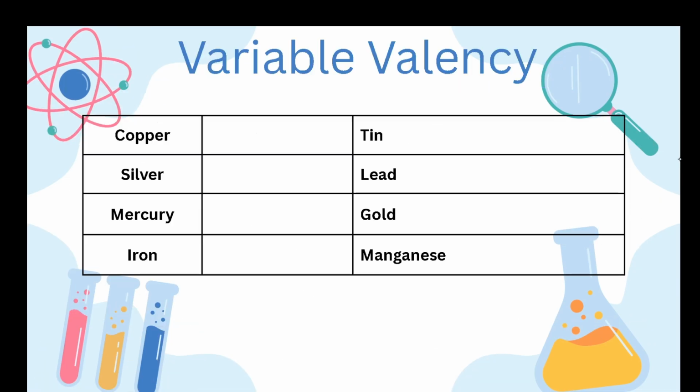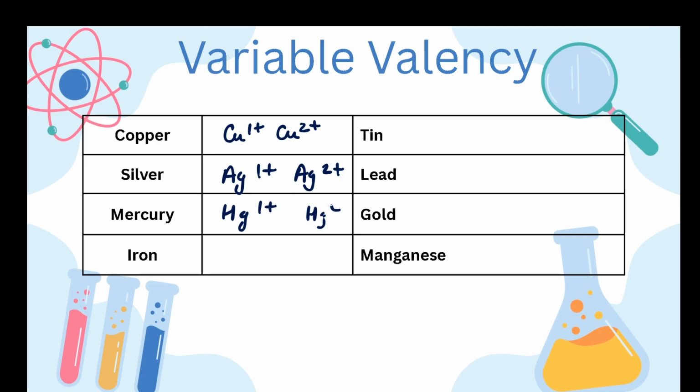So copper shows a variable valency of 1 and 2. It means the outermost shell loses 1 electron, and sometimes from the second shell also the electron jumps outwards, from the inner shell also the electron jumps outwards, which results in valency 2. Silver also shows variable valency of 1 and 2. Mercury also shows a variable valency of 1 and 2.